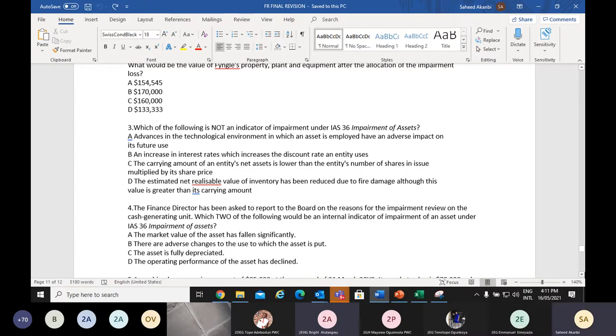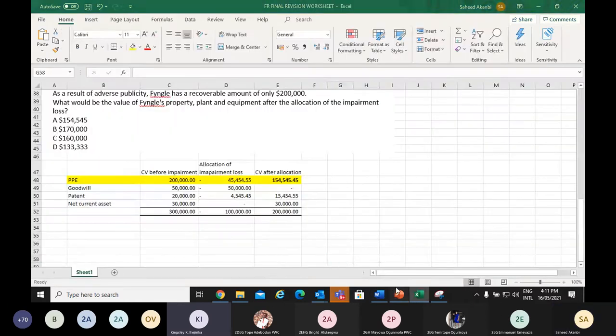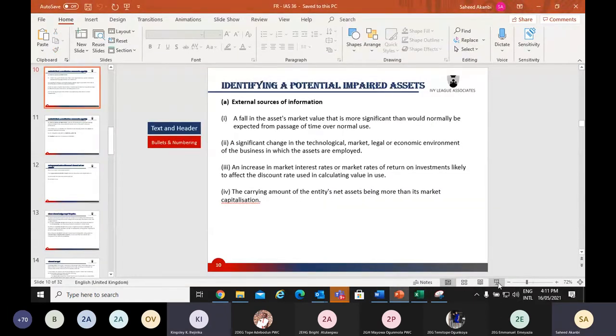Okay, so what's the answer? B? A? It's not an indicator. All right, C, D. Which of these is not an indicator? D for Denmark. C for Canada. D for Denmark. Let me show you something. Don't worry.